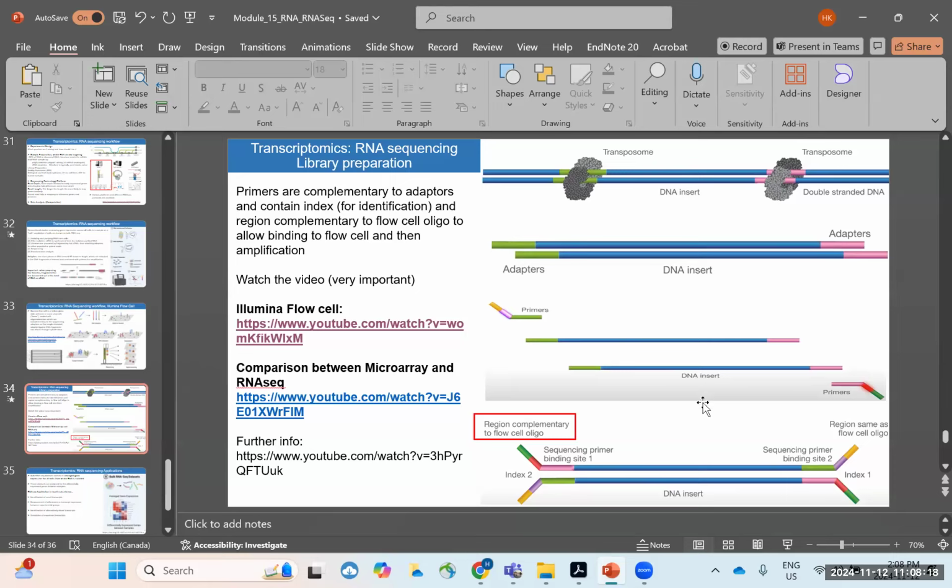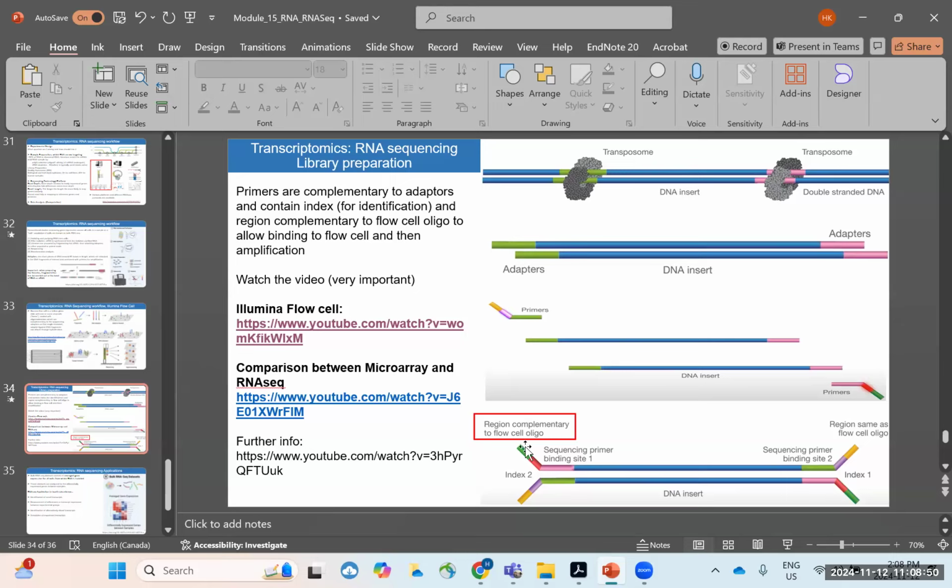And now this is one cDNA molecule. Imagine you have 50,000 of those, so you will have 50,000 adapters that are added. You have only two types of adapters, huh? Two types of sequences, green and pink, added to the 50,000 cDNA, and then you have primers that are complementary to those.